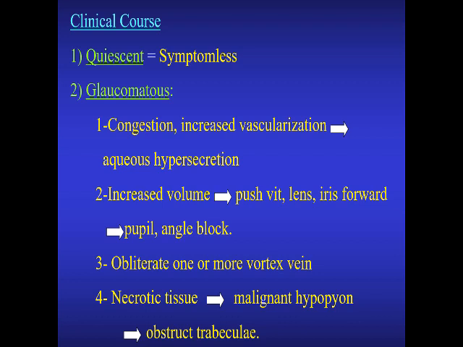Glaucomatous stage, due to congestion and increased vascularization, leads to aqueous hypersecretion, increase the volume, push the vitreous lens iris forward, leading to pupil and angle block, obliterate one or more vortex veins, necrotic tissue, malignant hypopyon, and obstruct the trabeculae.